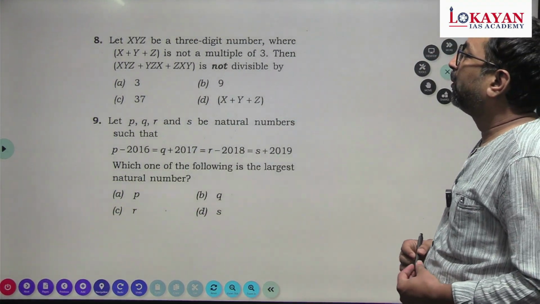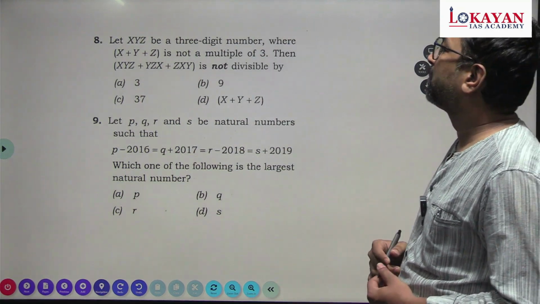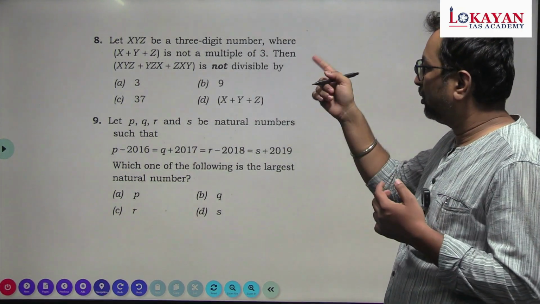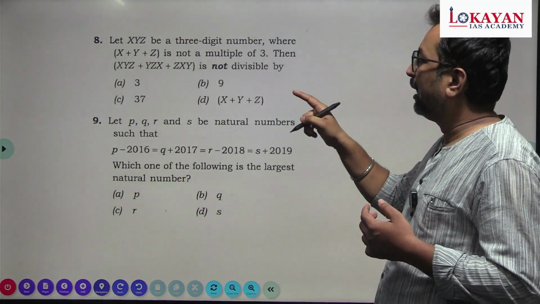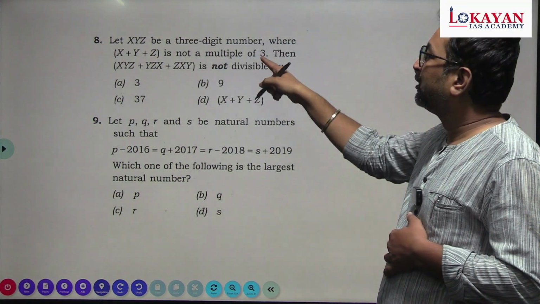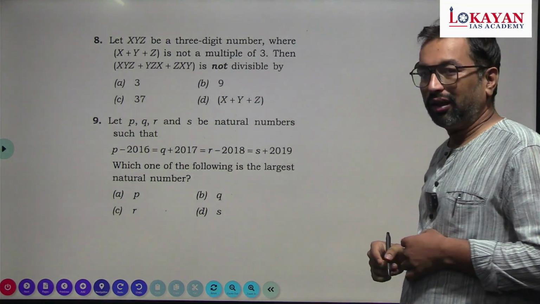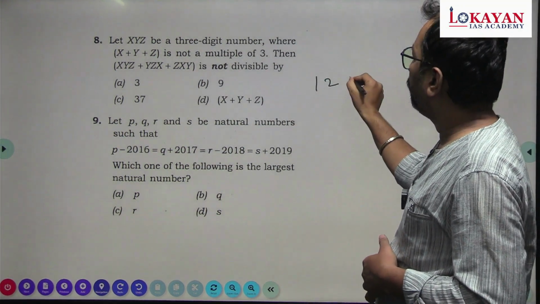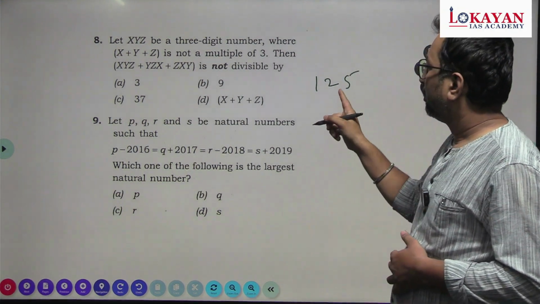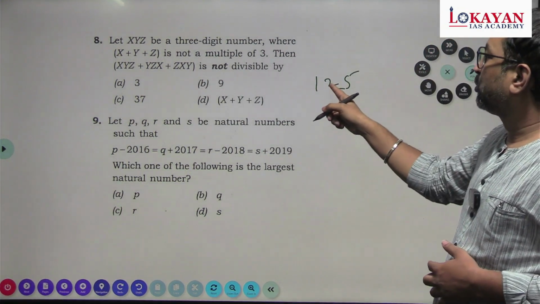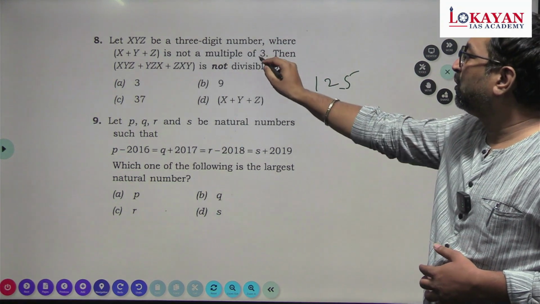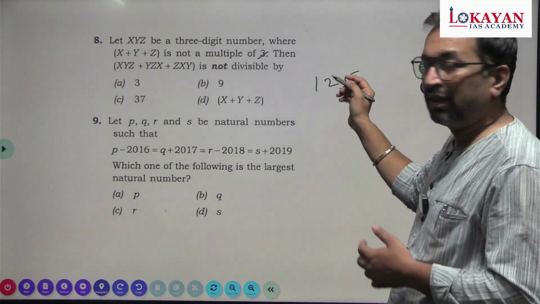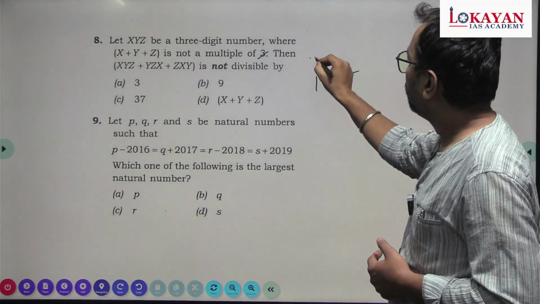Let XYZ be a 3-digit number where X plus Y plus Z is not a multiple of 3. So we have to choose XYZ such that the sum of its digits must not be a multiple of 3. So take any number, 1, 2, 5. The sum of these digits will be 5 plus 2, 7 plus 1, 8. 8 is not divisible by 3. So this example works. So this is XYZ.